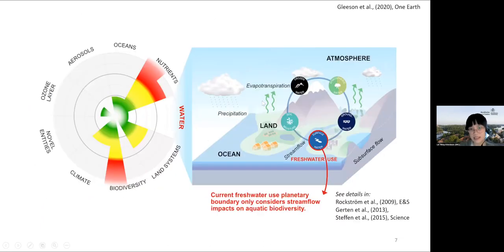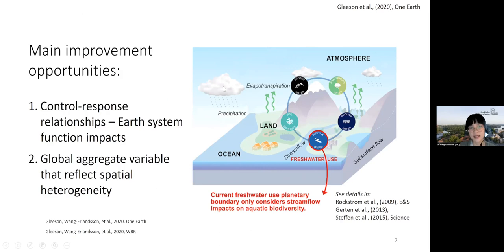But neither of these accounts for all of those complex Earth system processes that we just saw related to frozen water, soil moisture, atmospheric water, and groundwater. So we suggested that there should be a clearer control-response relationship that relates to a broader range of Earth system functions, and also that the global aggregate variable, the control variable for the planetary boundary, should reflect the spatial heterogeneity of water over the entire land surface and not just particular places and streams.